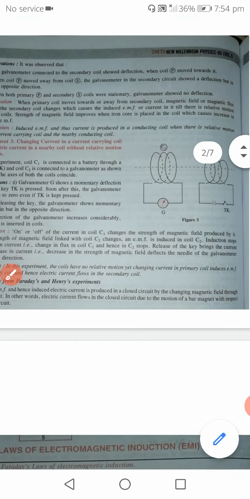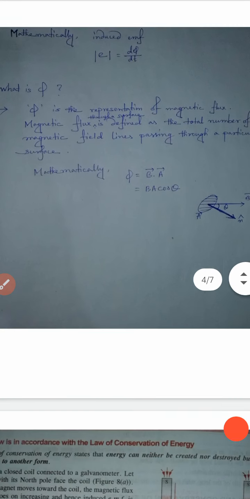Magnetic flux means the number of field lines. Suppose this is a magnet. I'm telling you about magnetic flux, then we will discuss the result of it. Okay, here it is.